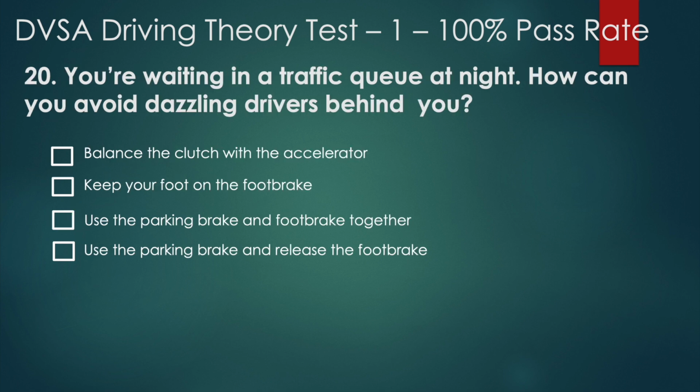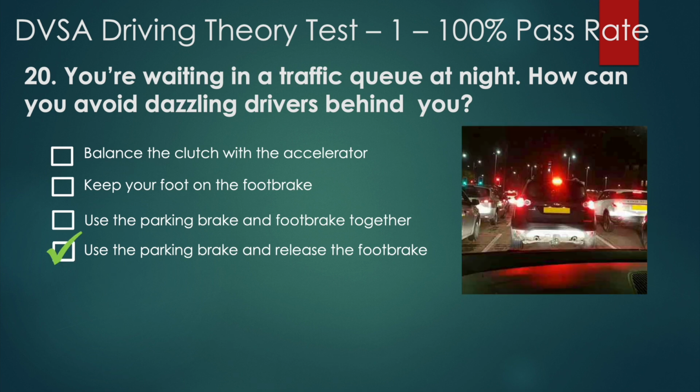20. You are waiting in a traffic queue at night. How can you avoid dazzling drivers behind you? A. Balance the clutch with the accelerator. B. Keep your foot on the foot brake. C. Use the parking brake and foot brake together. D. Use the parking brake and release the foot brake. And the answer is D. Use the parking brake and release the foot brake.